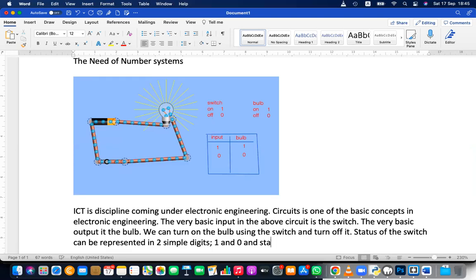And the status of the bulb is also represented using the same symbols.